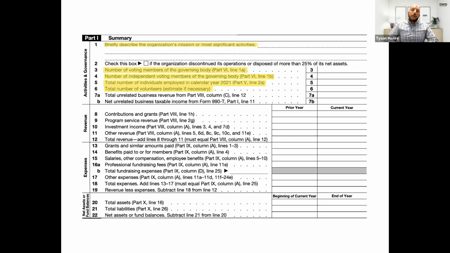Also, you want to make sure that your board members are listed here. If you have board members that are not paid by the organization, they're going to be considered volunteers. So the number of volunteers should really equal the number of unpaid board members at a very minimum.